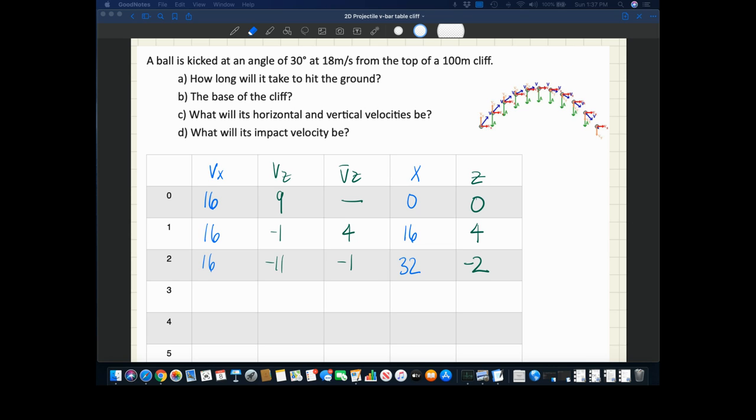So this second example of two-dimensional projectiles in the average velocity table looks very similar to the last one, but we'll note that it's kicked at an angle of 30 degrees at 18 meters per second at the top of a 100-meter cliff. So we can see that there is this initial part of the motion that would be the same as what we did in the previous example. However, we'll need to add on a second part to it.